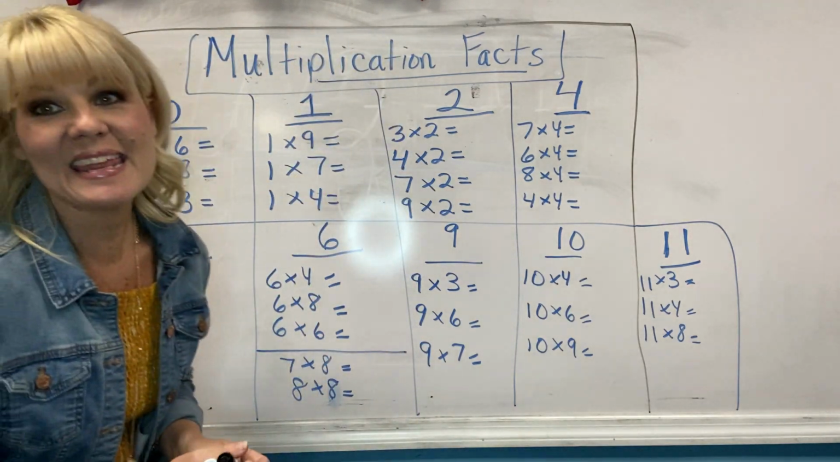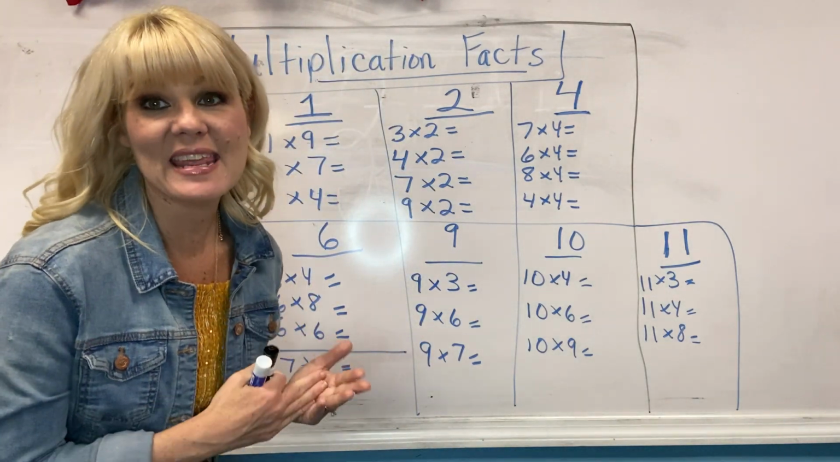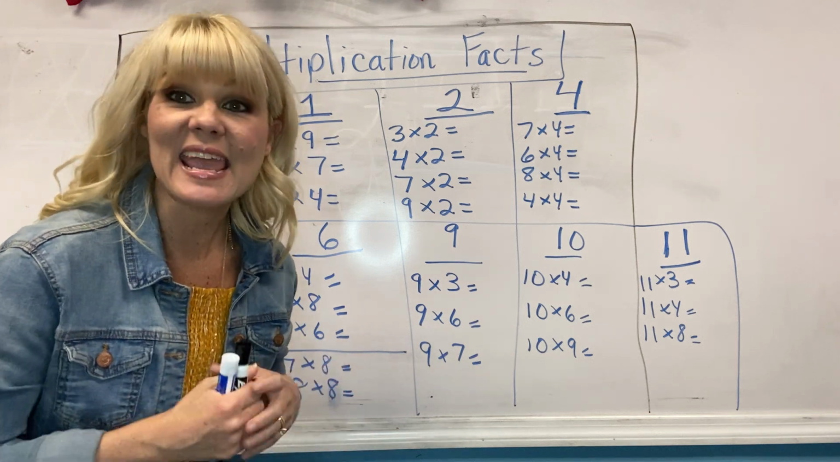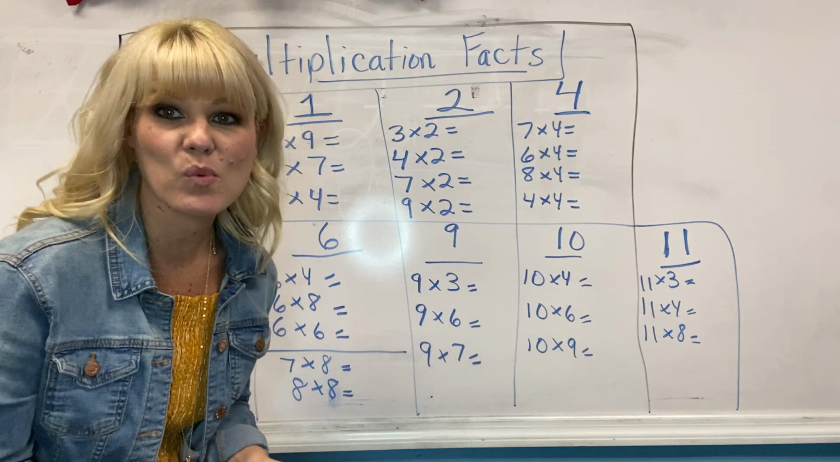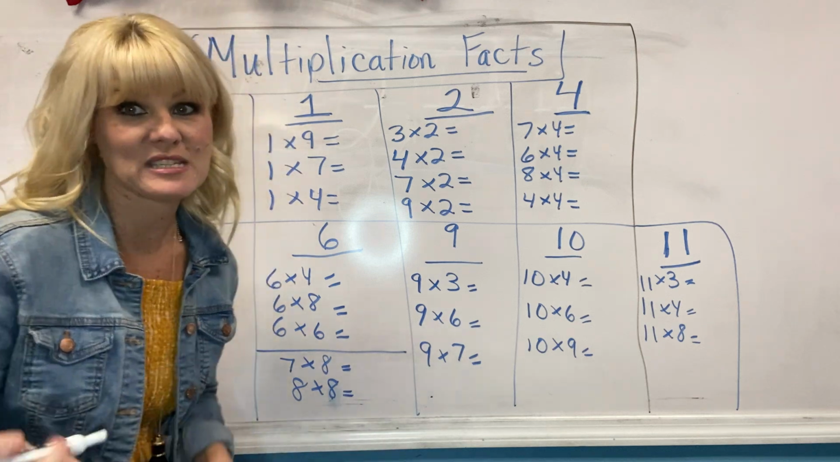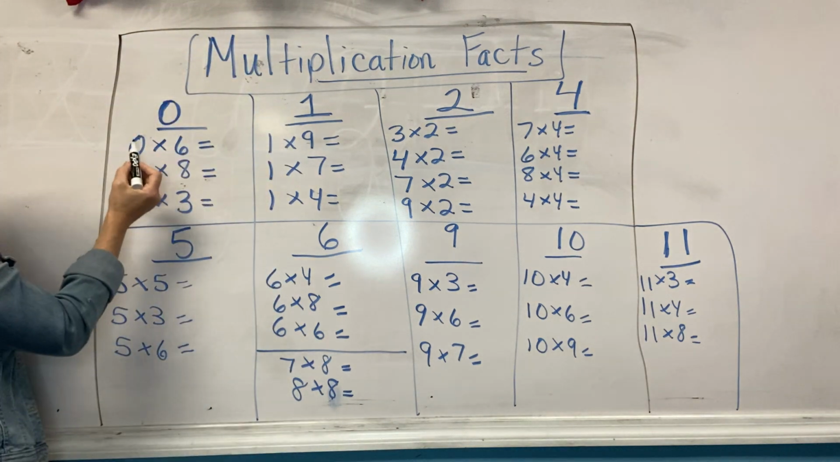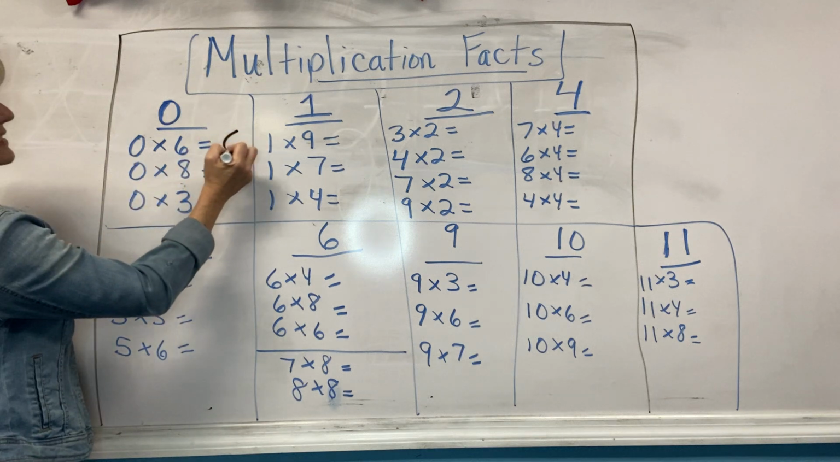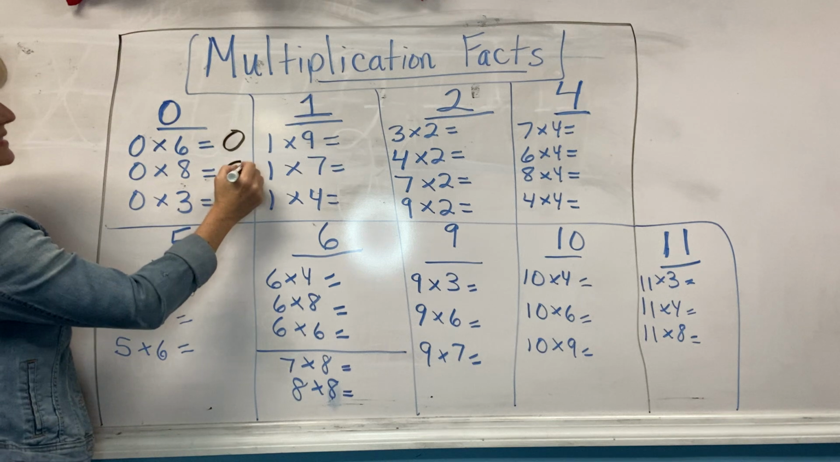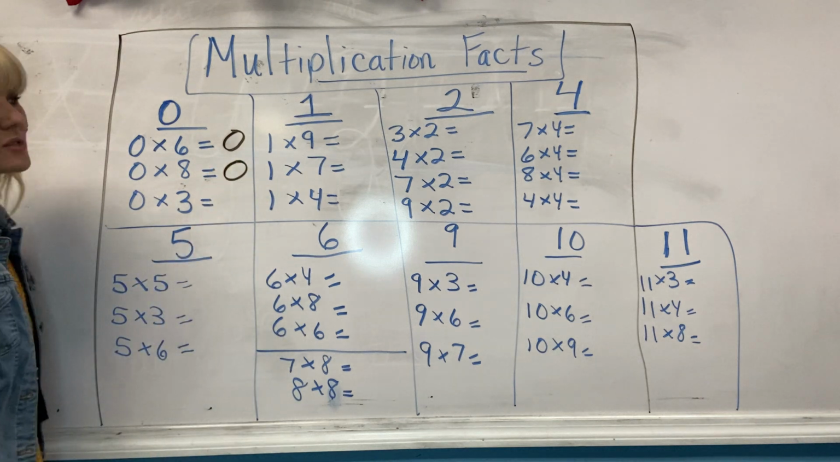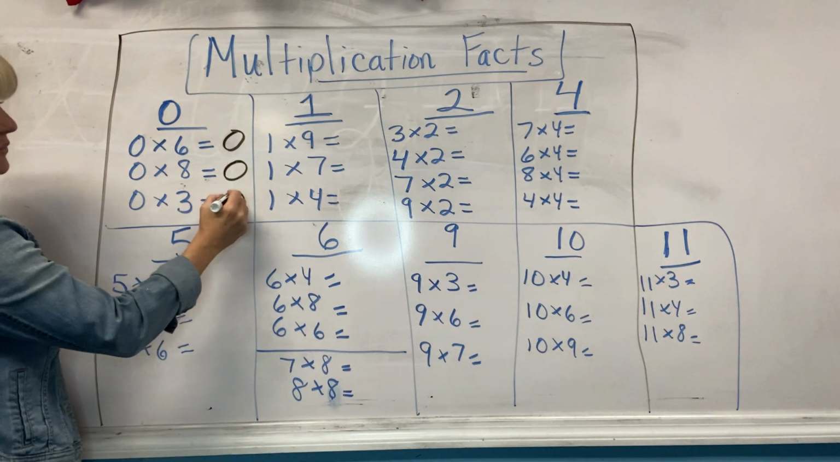Number one, anytime you have anything multiplied by 0, the answer is simply just 0. It's one of the easiest ones in multiplication. So let's do that one together. Here we go. If you have 0 times 6, the answer is 0. 0 times 8, the answer is 0. 0 times 3, the answer is 0.